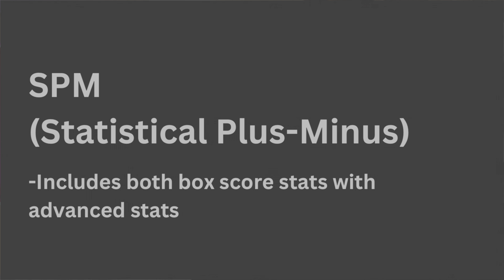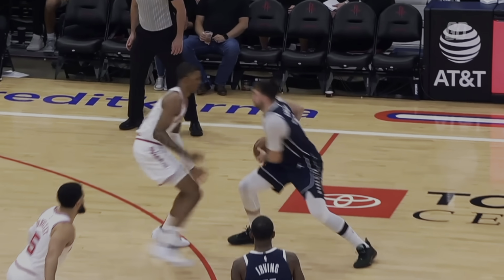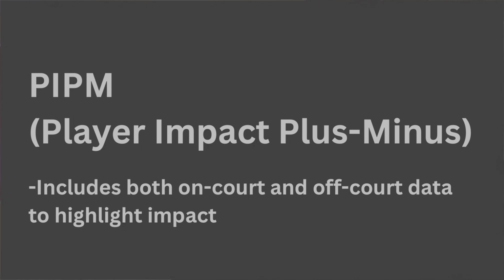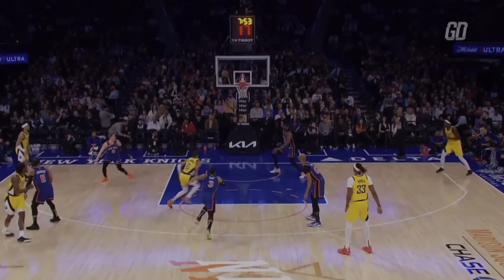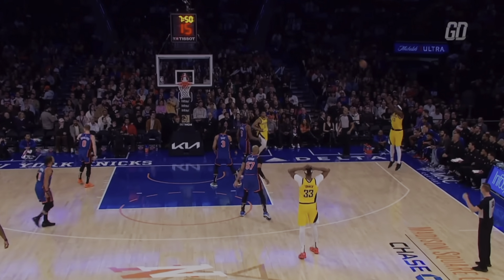And then you have statistical plus minus, developed by Dan Rosenbaum, which combines the normal box score stats with advanced stats for a more well-rounded estimation. Then you have player impact plus minus, developed by Jacob Goldstein, which incorporates the on-court and the off-court data to find out a player's impact.